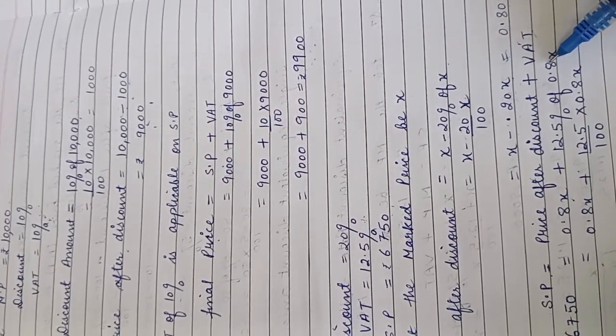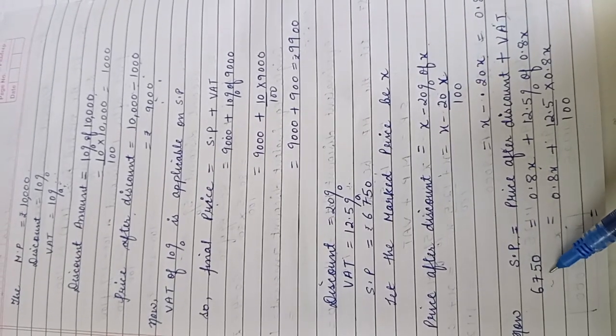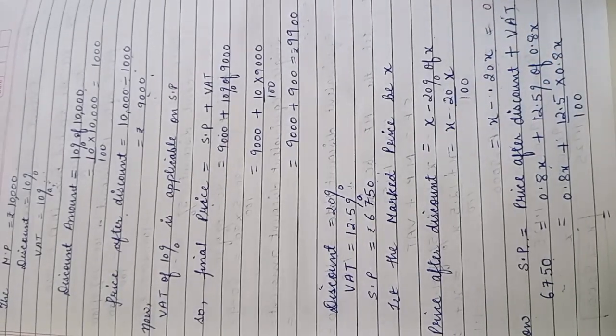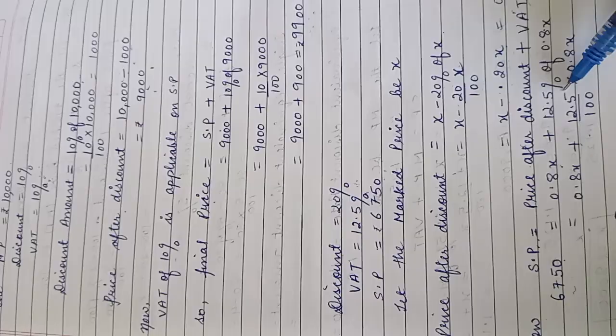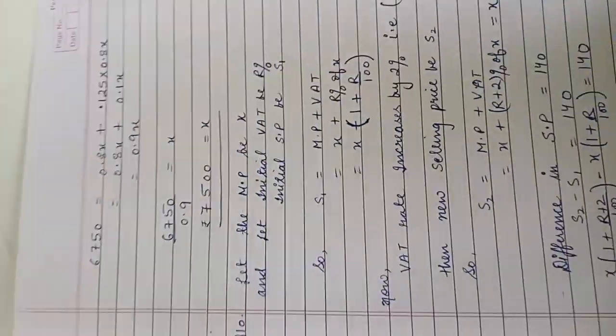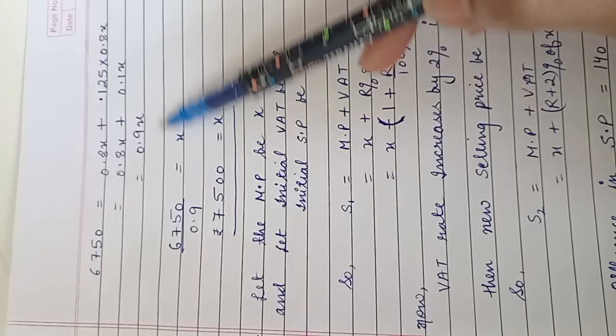0.8x. So in place of the selling price 6,750, the price after discount will be 0.8x plus 12.5 upon 100 multiplied by 0.8x. Okay, so this will be 6750. We will solve this out.